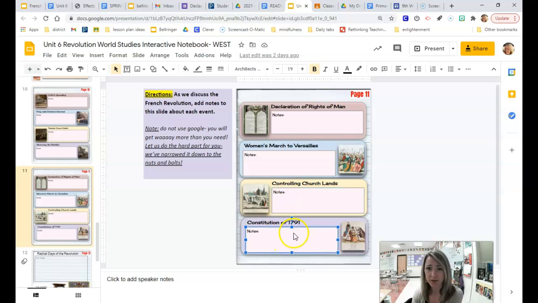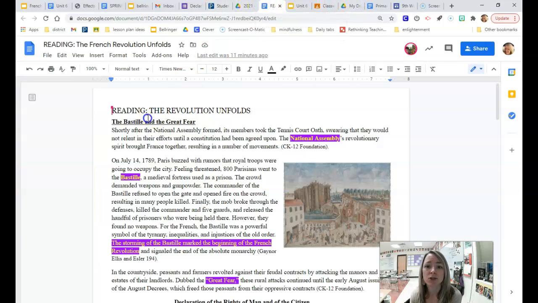And the Constitution of 1791 is a big deal. Make sure that you look at why it was created, right? And like for whom it was created for, right? Not everybody is going to necessarily benefit from the Declaration of Rights of Man and the Constitution. So today's assignment is to read how the revolution unfolded.